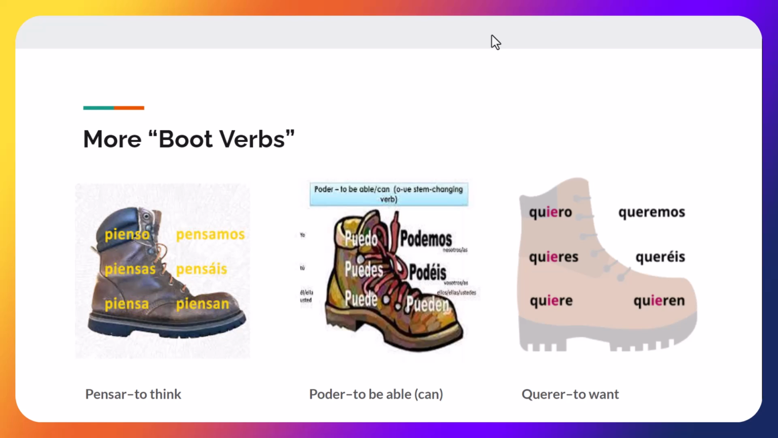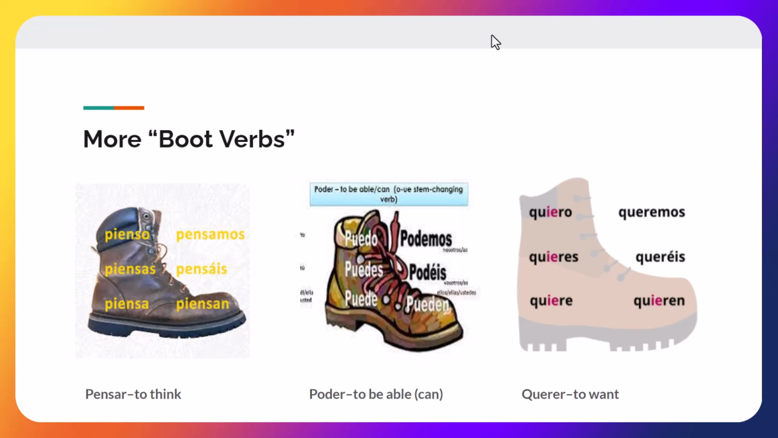Well, the P-E-N-S is the stem. There's an E in it. In this case, we know that I've got to change that E to an IE for everything except the nosotros or, once again, the vosotros forms. So this is what we come up with. Pienso, piensas, piensa, pensamos, piensan. From now on, I will be skipping the vosotros form. All right, so that is an E to IE stem changing verb.